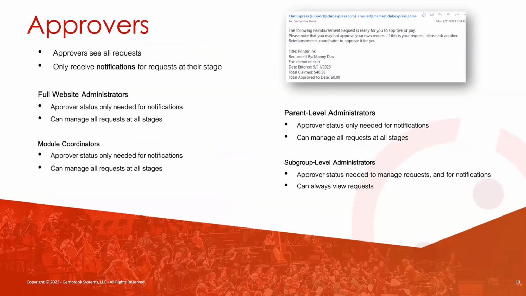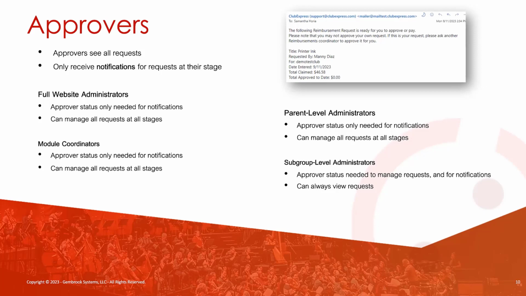So when you have a full website administrator, someone like Martin Smith, approver status is only needed for notifications. So remember that approver status does not mean that that particular person can approve expense reimbursements at the first stage or the second stage. All it's doing is dictating when they receive those notifications. So your full website administrators don't need any special access to be able to manage expense reimbursements. They only need to be designated as an approver to receive those notifications.